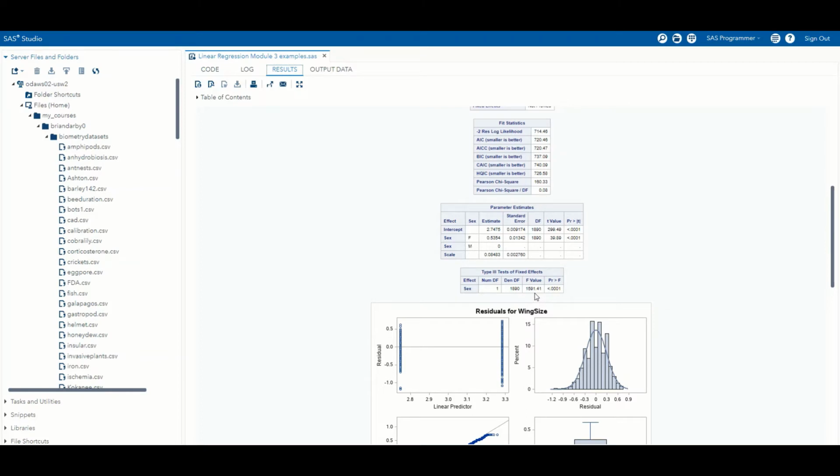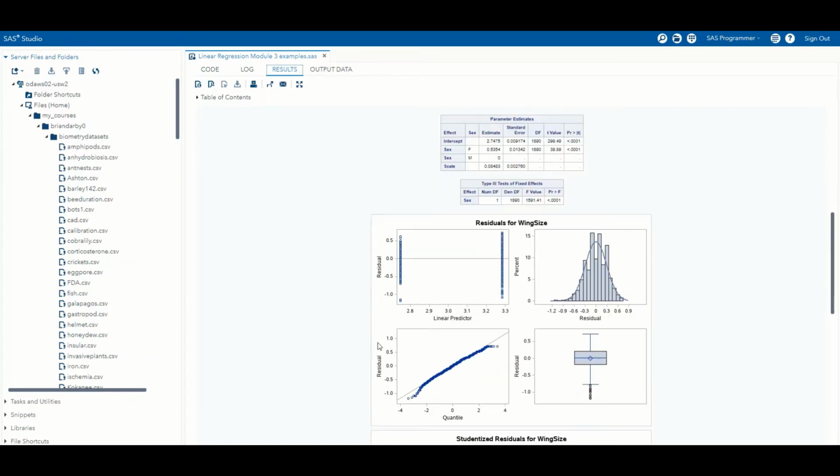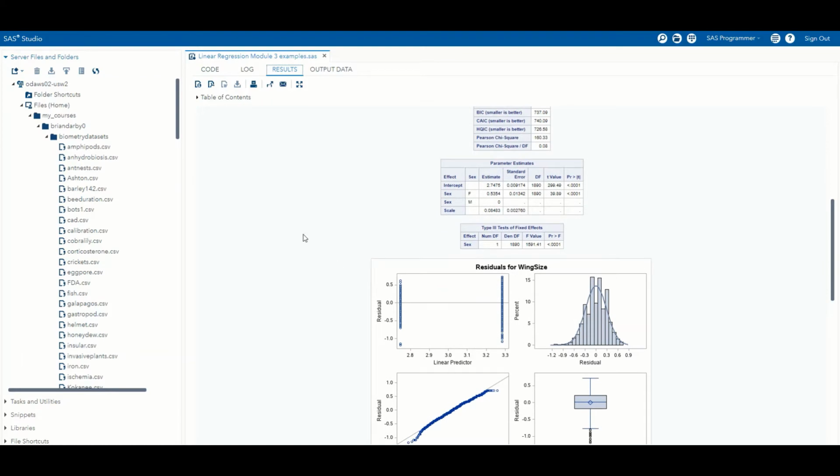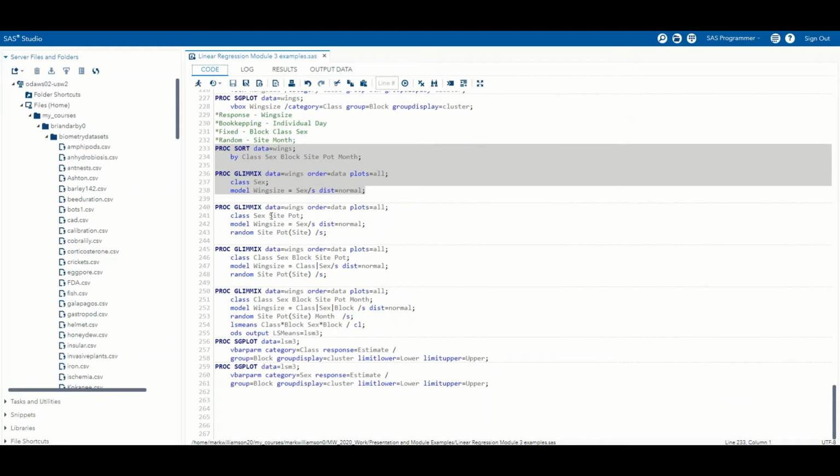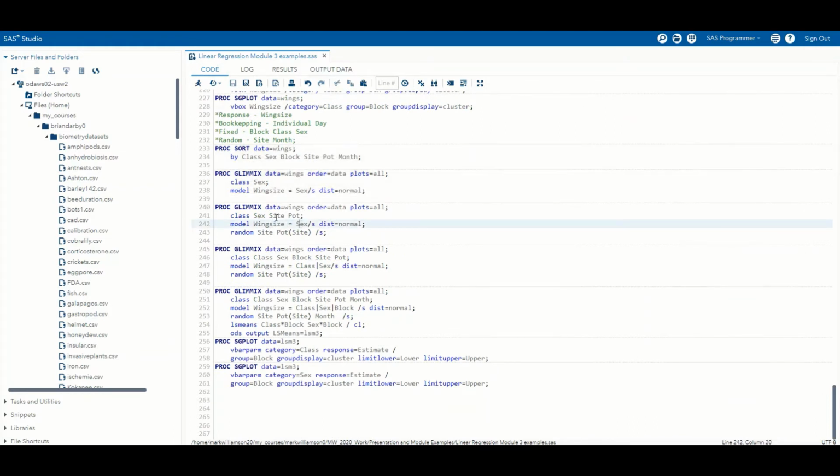Sex is very significant, but there might be underdispersion here, and residuals don't tell us too much because this is a binary category. So let's add some more stuff. Let's build it up. Now let's model wing size as a function of sex, but then add site and pot as random effects, where pot is nested in site.